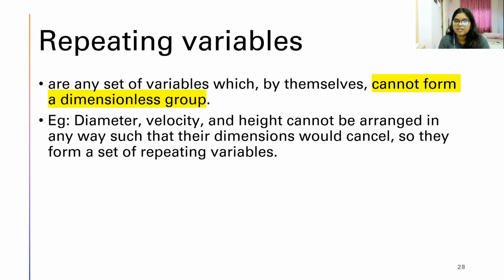Repeating variables. Repeating variables are any set of variables which themselves cannot form a dimensionless group. For example, diameter, velocity, and height cannot be arranged in any way such that the dimensions would cancel out, so they form a set of repeating variables. We know that diameter we measure in meter or cm, velocity is in meter per second, and height is also in meter. So no matter how we arrange these three units, they cannot cancel out each other. That is why they form a set of repeating variables.